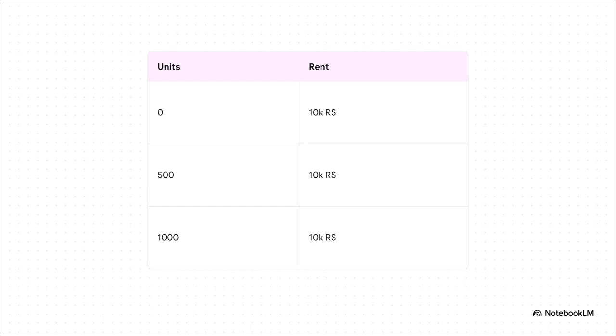Let's look at the progression here. We start at 0 units produced, bump it up to 500, and finally push it to 1,000 units. But look at the total factory rent. It is a perfectly flat line. 10,000 rupees, 10,000 rupees, 10,000 rupees. The total fixed cost simply refuses to budge, even as we completely ramp up our production.